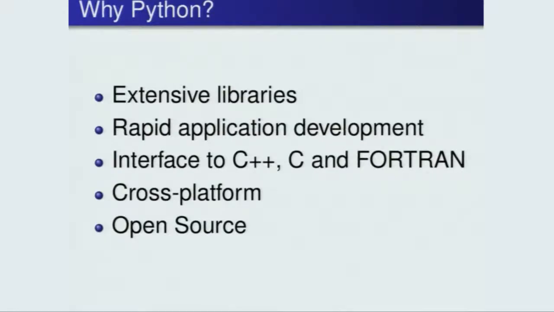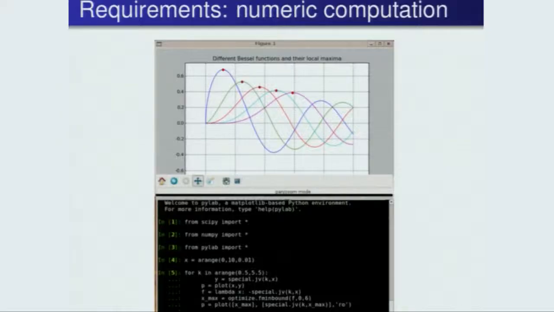In addition to the basic features as a programming language, Python stands out simply because it has extensive libraries, and this facilitates rapid application development. So you can interface Python code to C++, C and Fortran codes. It's cross-platform and open source, and this makes it an extremely powerful tool that allows us to do all of those requirements that we talked about very easily and very conveniently, and it's completely free, so you can use it without any licensing.